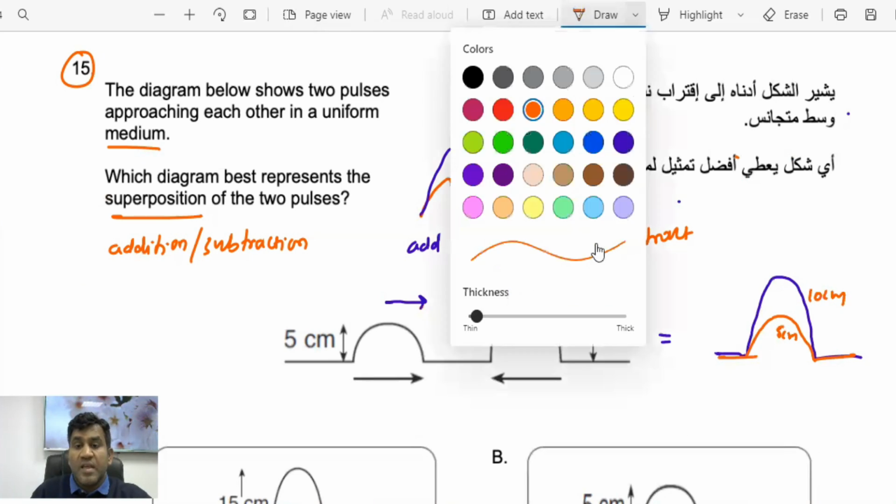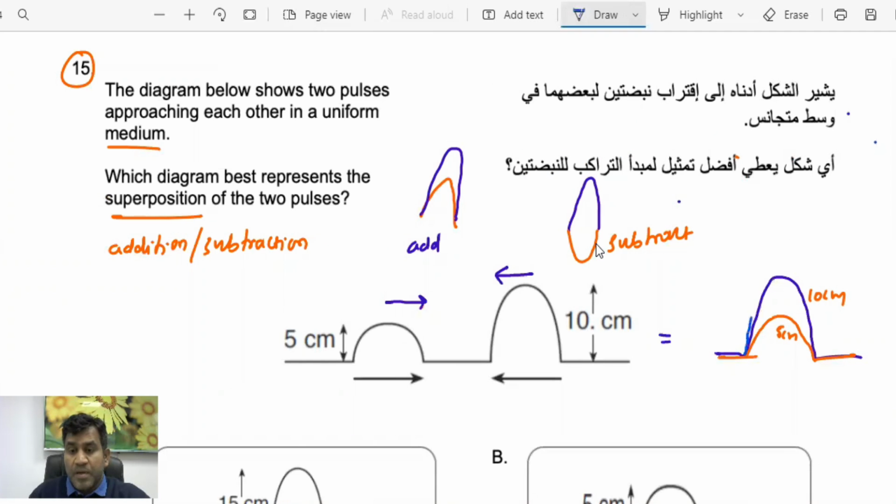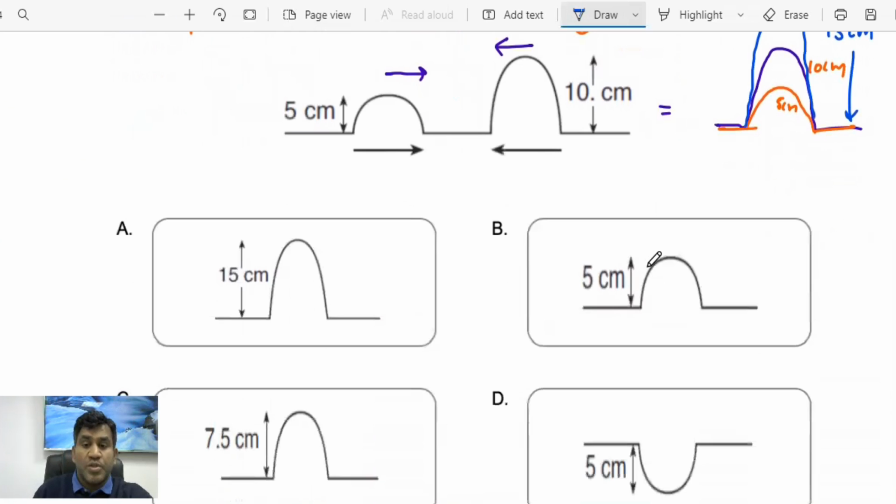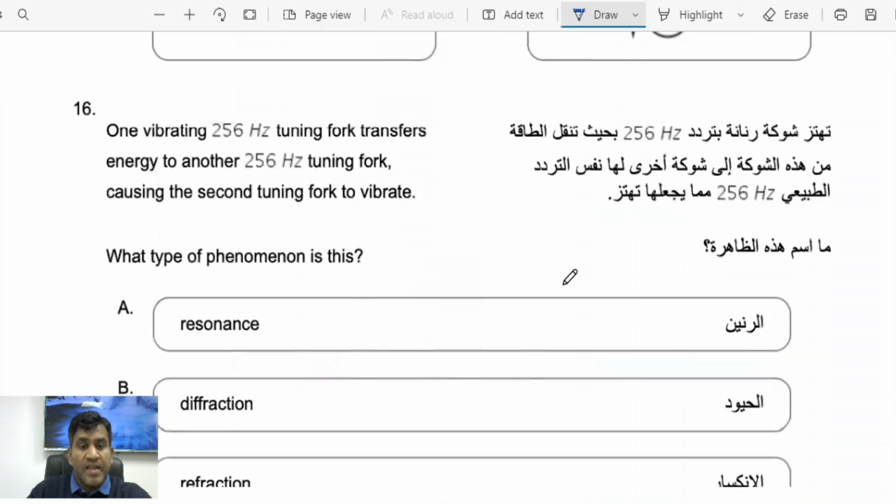Together they will produce a very big amplitude pulse, which has 15 centimeters in total. So 5 plus 10, 15 centimeters will be the amplitude of the new resulting pulse, and this is called a superposition. So which one is representing that? You can see option A. Without checking the others, we can go directly to A as the option because all of them are getting added up.